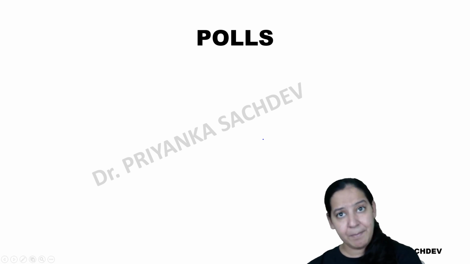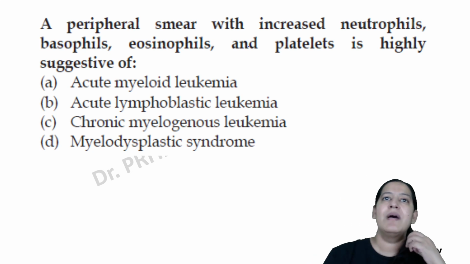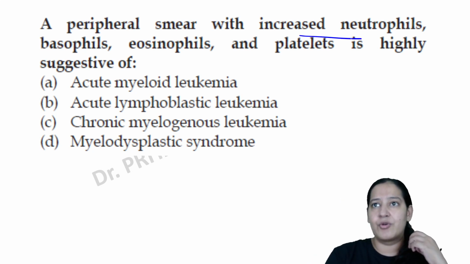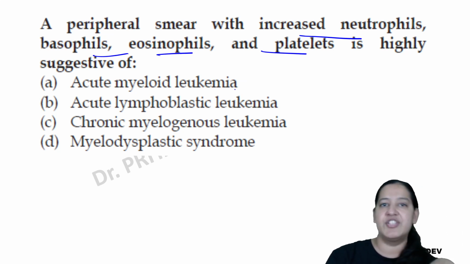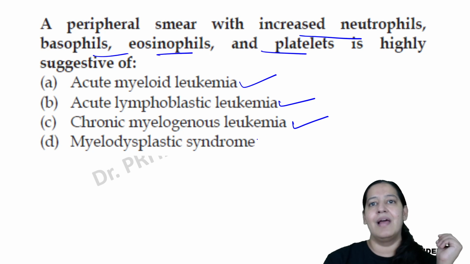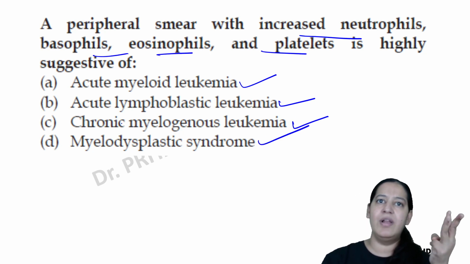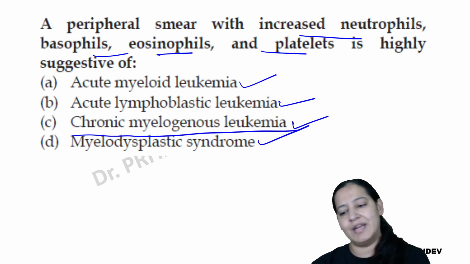So I have many polls, MCQs for CML. I will launch a few of them. A peripheral smear with increased neutrophil, increased basophil, increased eosinophil and platelet is likely to be suggestive of which malignancy? Your options are AML, ALL, CML and myelodysplastic syndrome. So of course there is increased neutrophil, eosinophil, basophil. So the answer is no doubt CML.